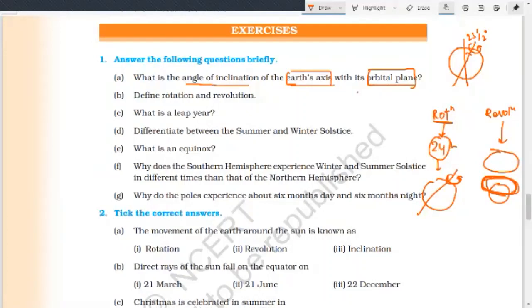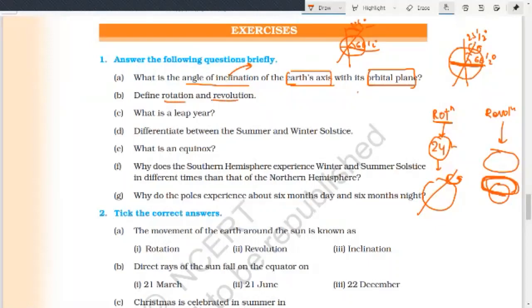Now, this axis makes an angle of 66.5 degrees with this orbital plane of the Earth. How much angle? 66.5 degrees. So this is the answer to the question: what is the angle of inclination between Earth's axis and the orbital plane? It is 66.5 degrees. Now if it had asked what is the angle of inclination between the perpendicular line and the axis, then it would be 23.5 degrees. Hope it's clear to you.